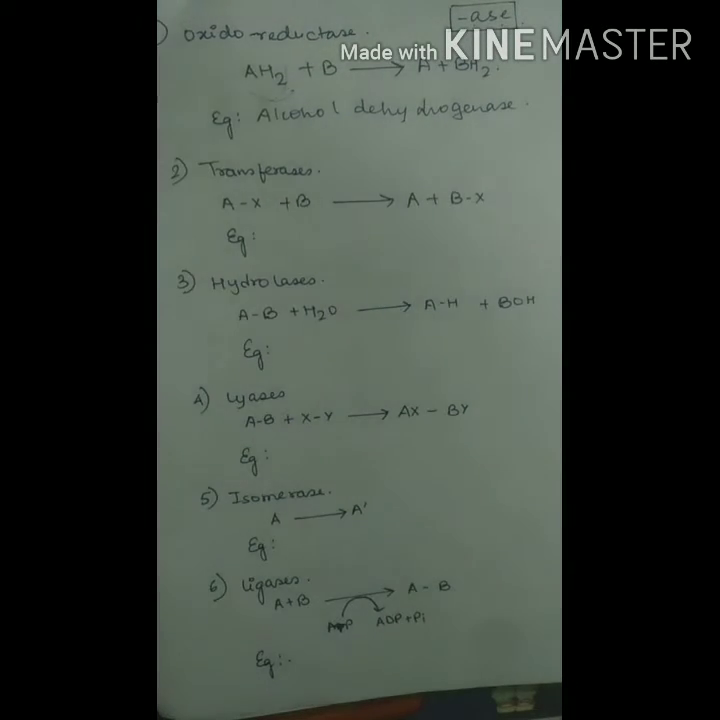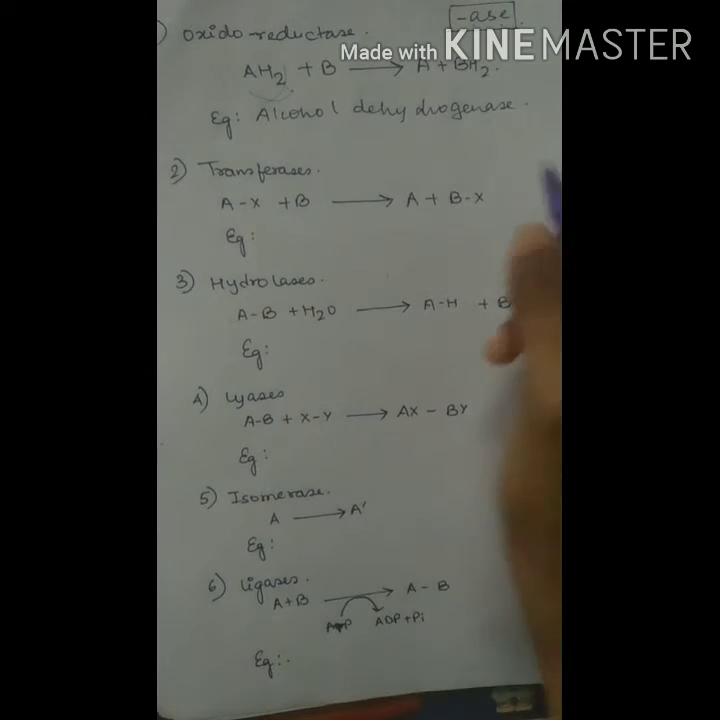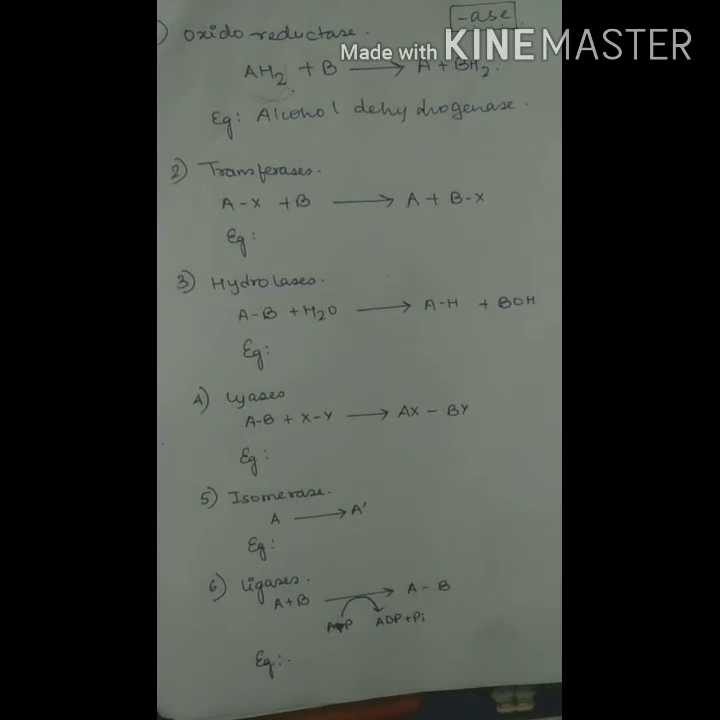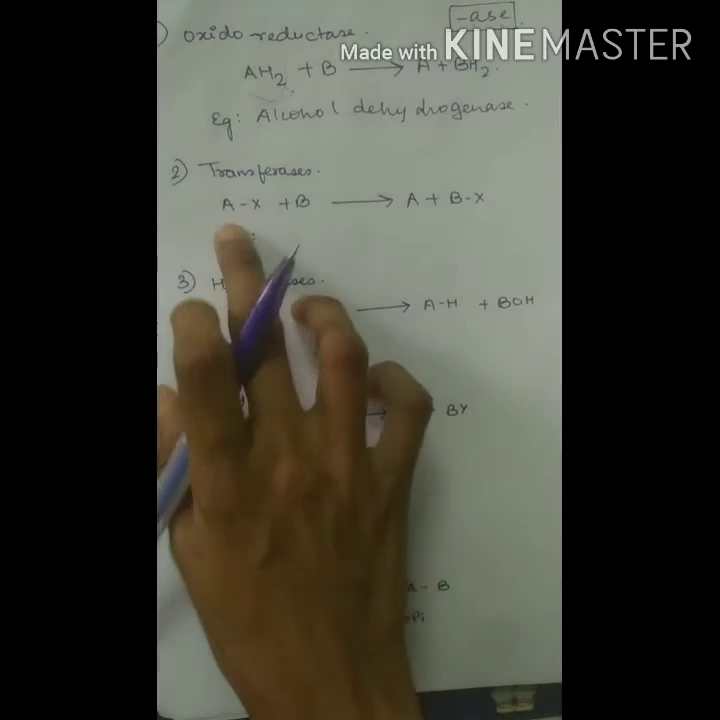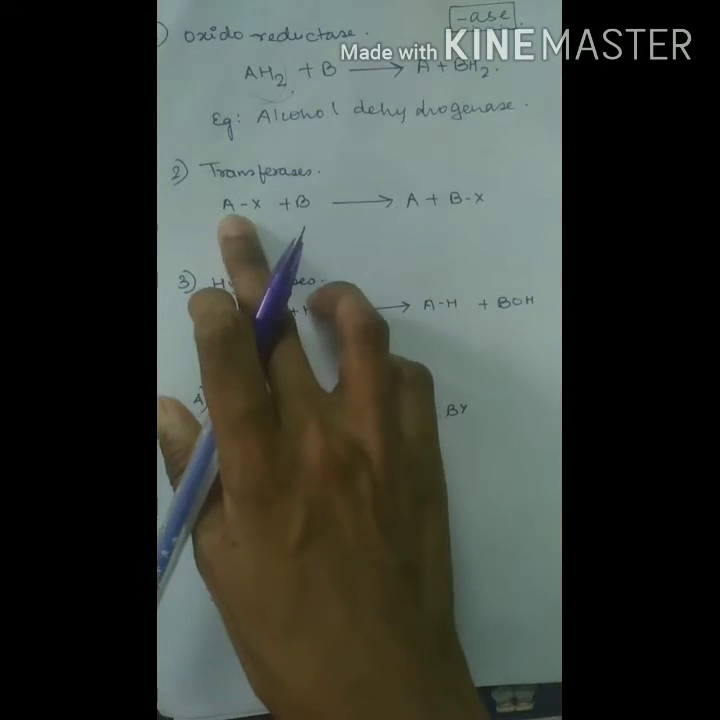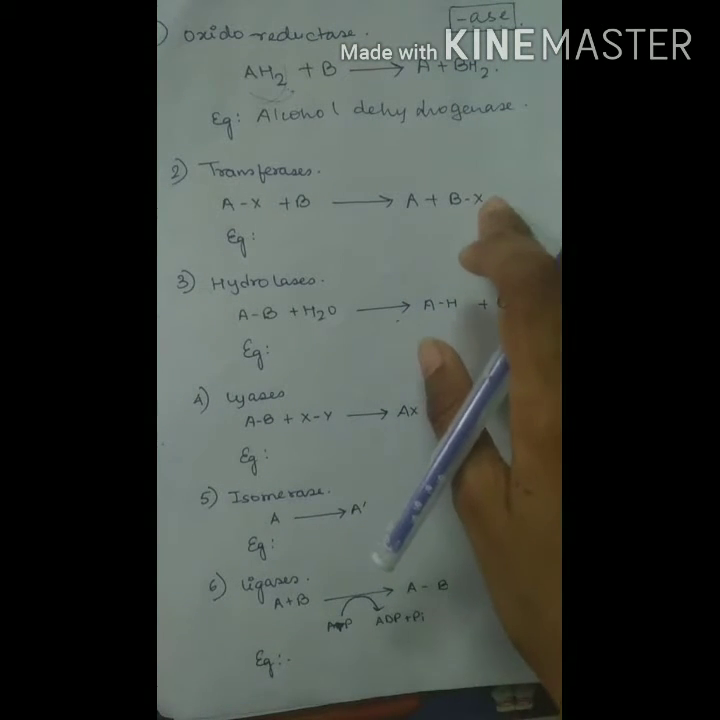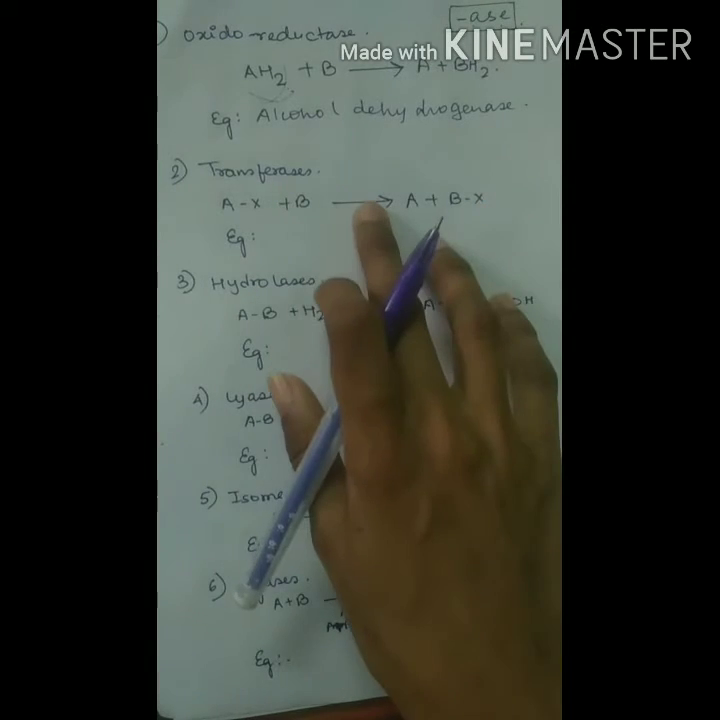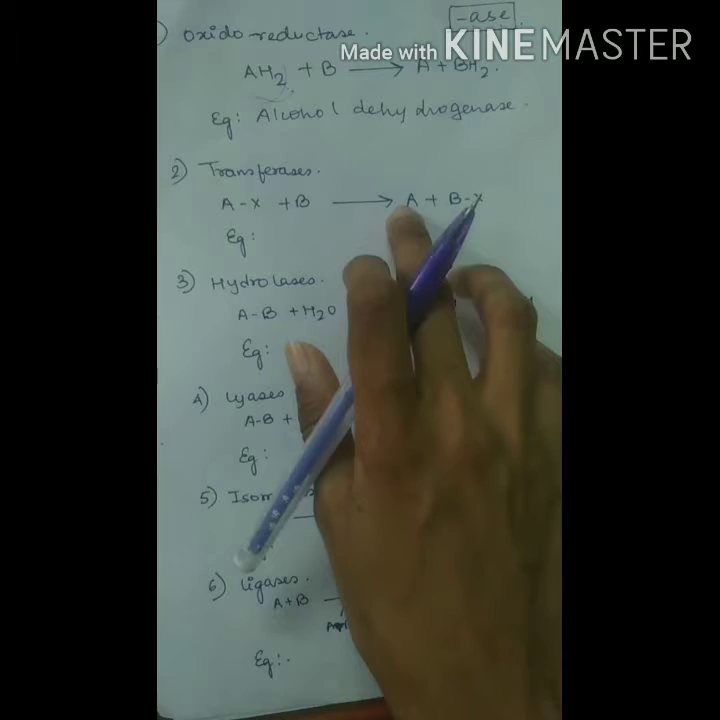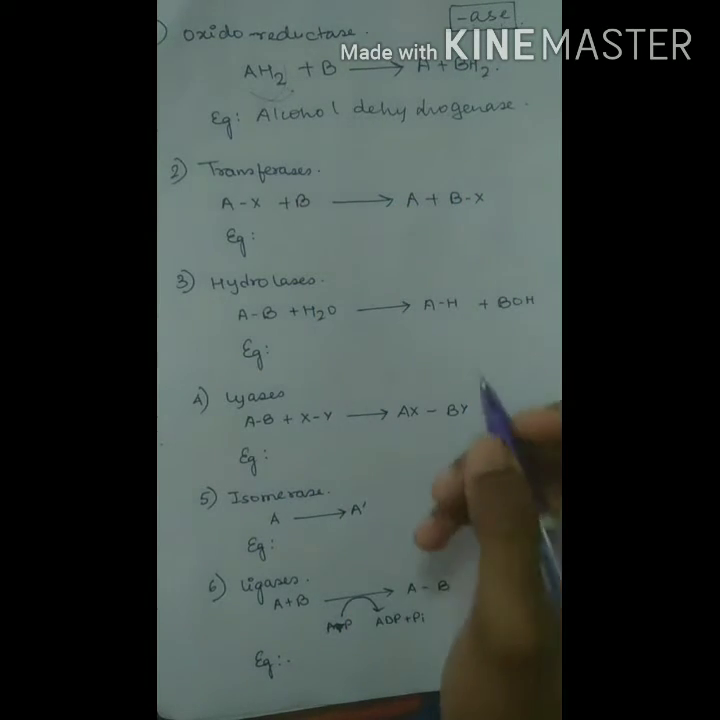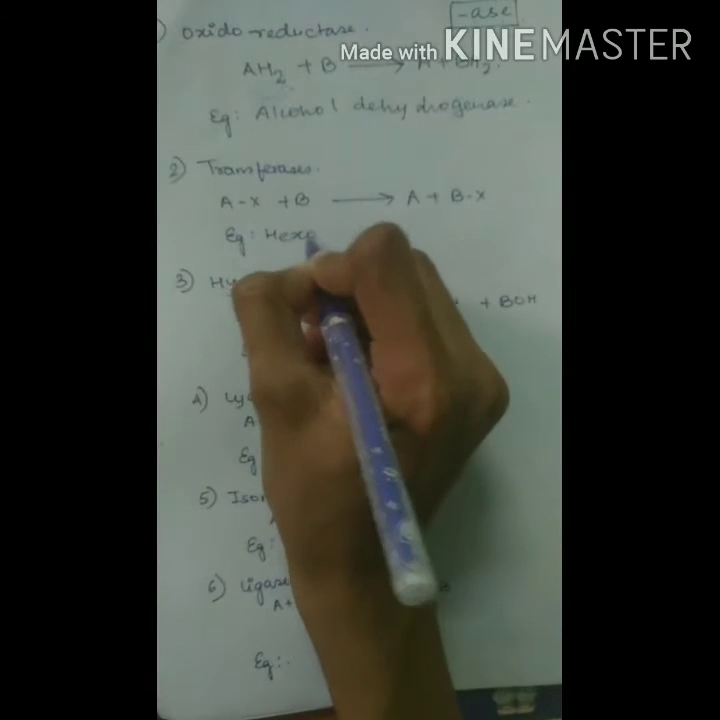Second one is transferase. This enzyme catalyzes the transfer of a functional group, for example, methyl group, hydroxymethyl group, phosphate group, etc. In this, X is attached to A. After the reaction, it is transferred to B. This reaction is catalyzed by transferase. An example of transferase is hexokinase.